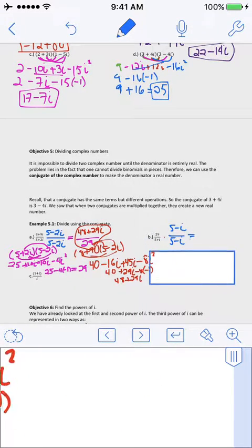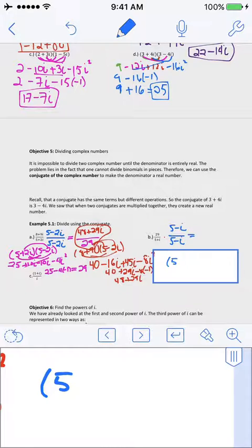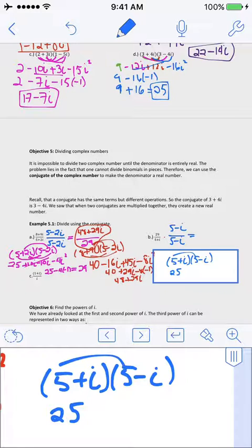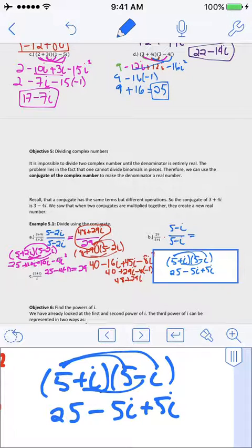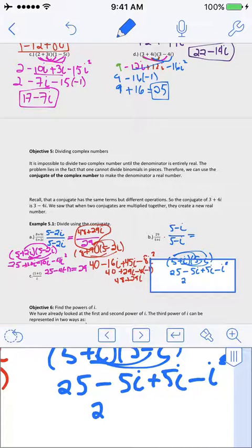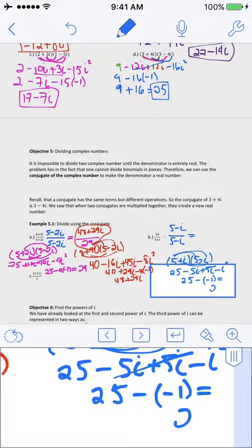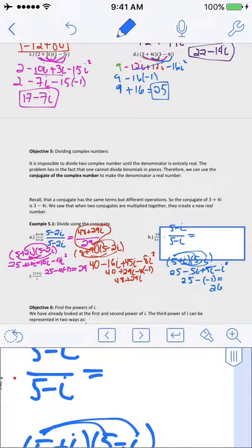The bottom is probably going to be the more complex one, so let's start with that one. 5i, 5 minus i. That would be 25 minus 5i plus 5i. Those two cancel, and then the last two would be minus i squared. So I get 25, these guys cancel, minus a negative 1, so 25 plus 1 is 26. On the bottom, I get 26.